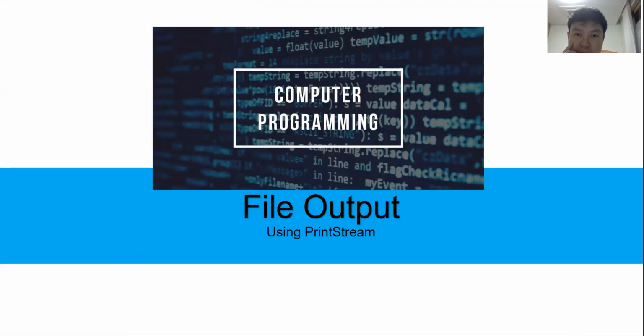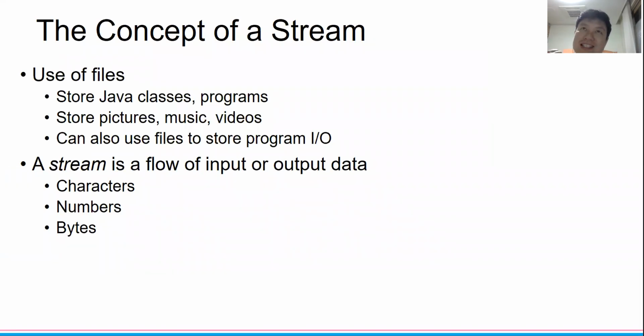File output, and we are going to use the print stream. If you still remember the chapter about the GUI, the report section contains file stream, print stream. So we are going to send the result of the program into a file. And the file that you want to create is the text file. Okay. And the text file will be created and saved into a particular folder.